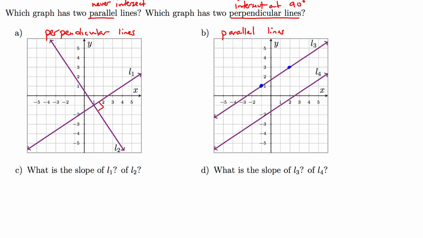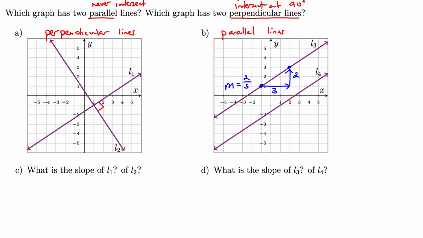I can see to get from the point -1, 1 to the point 2, 3, I will need to move right 3 units, giving me a run of 3, and I will need to move up 2 units, giving me a rise of 2. So for line 3, I can see that the slope is 2/3.